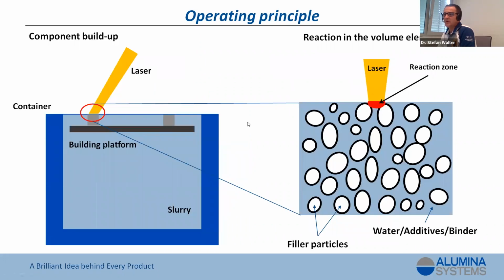is what we start with. So you have the component build-up. You have a container, in which you have the slurry, and the building platform. And on the building platform, you have the laser, as Thomas Mueller showed already in his short film. But what happens now directly under the laser? At the beginning, we have the reaction in a volume element. And you have the filler particles, the water, the additive, and some binder materials. And under the laser is the reaction zone.